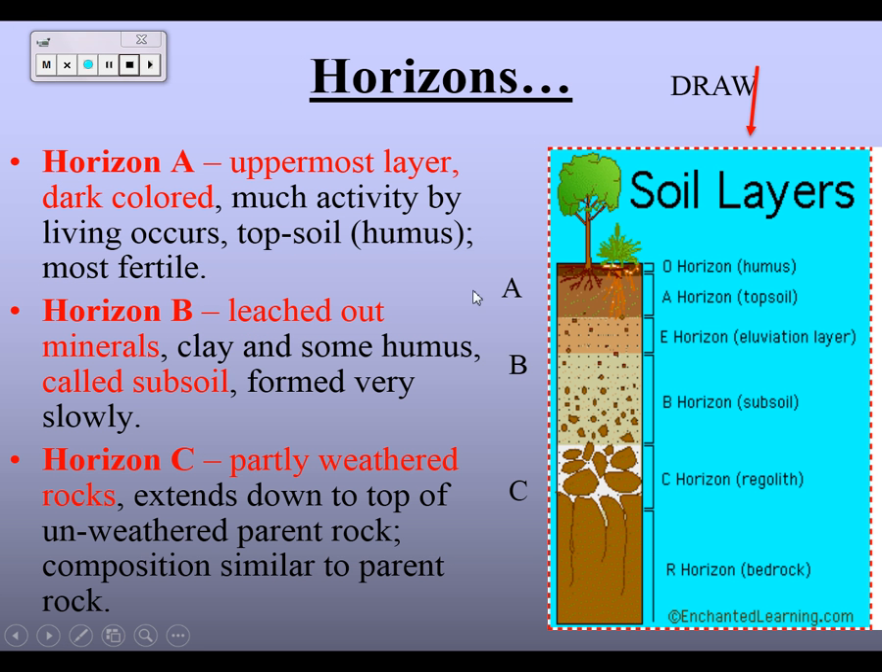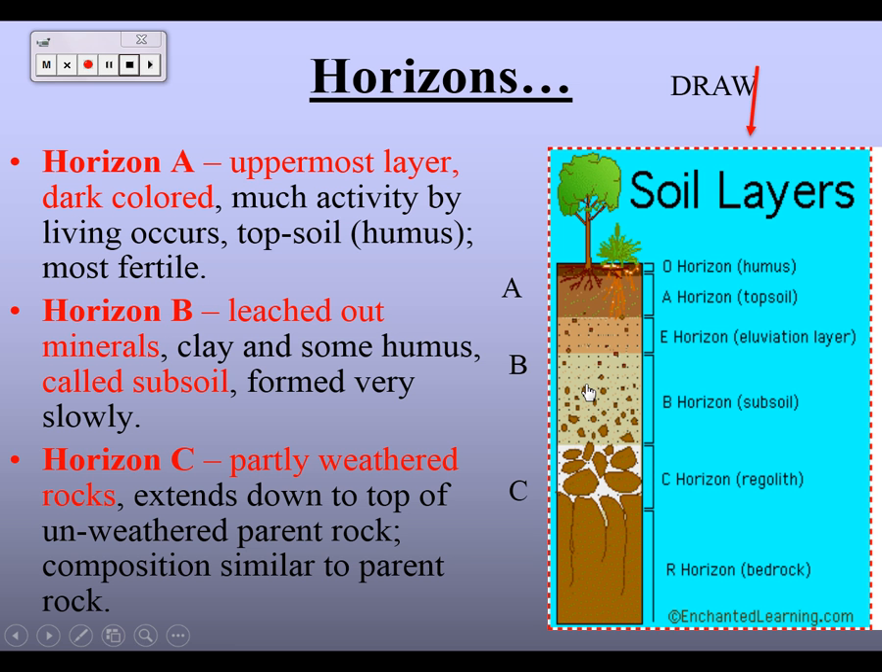Okay, you have a choice with this one. You can write what's in red, or you can draw what's over here, sticking with the A, B, and C. We don't care about the O, the E, or the R. Soil horizon A is at the top. This is your uppermost layer. It's dark colored. This is where living creatures live, like your worms, and your mice scamper on top of it. You have your humus here. Humus is also known as topsoil. This is where the nutrients are in the soil, so it's very fertile.